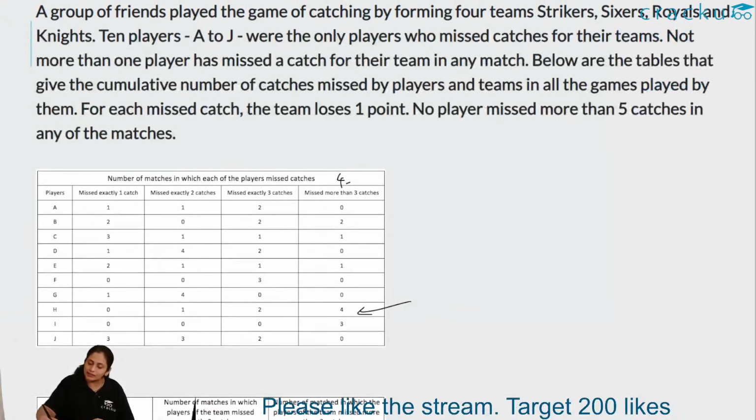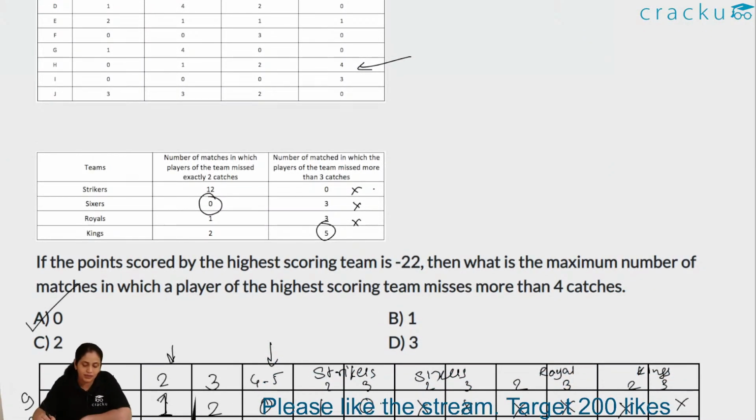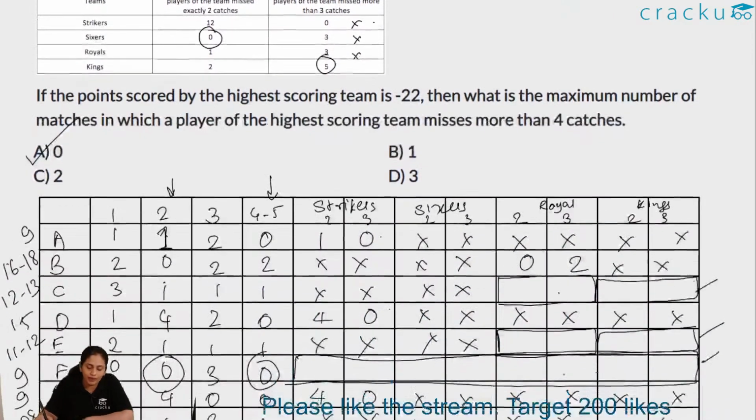Now let's take a look at the second question. The second question is, if the point scored by the highest scoring team is minus 22, then what is the maximum number of matches in which a player of the highest scoring team misses more than 4 catches? So who can be minus 22?